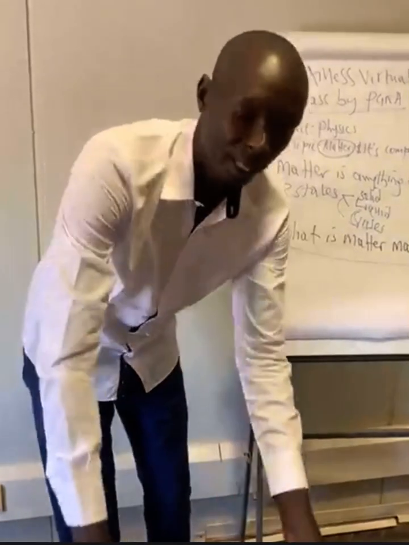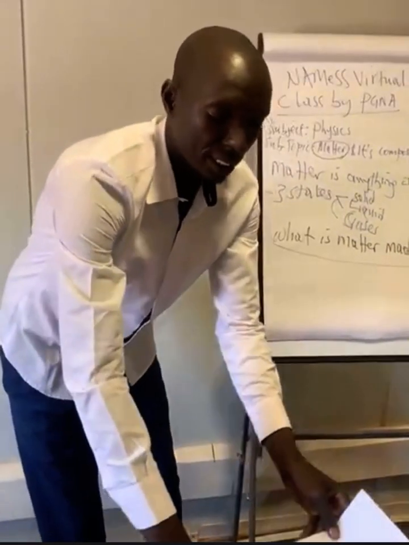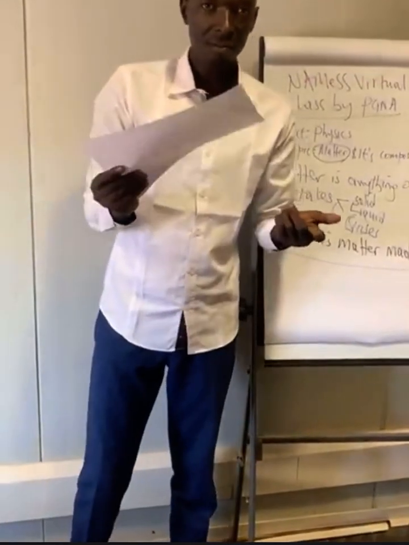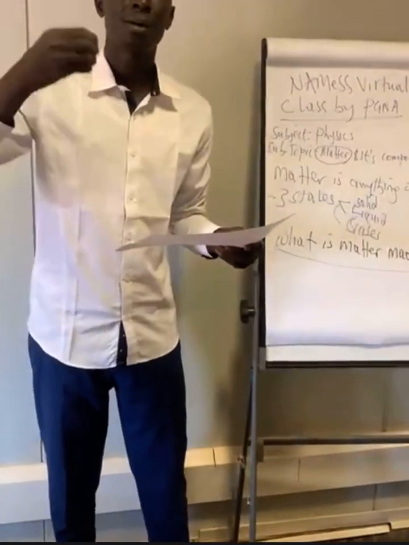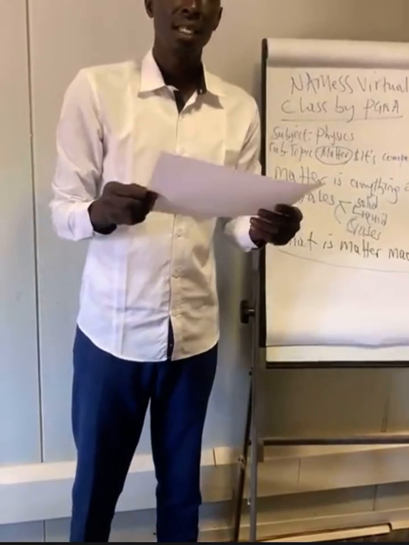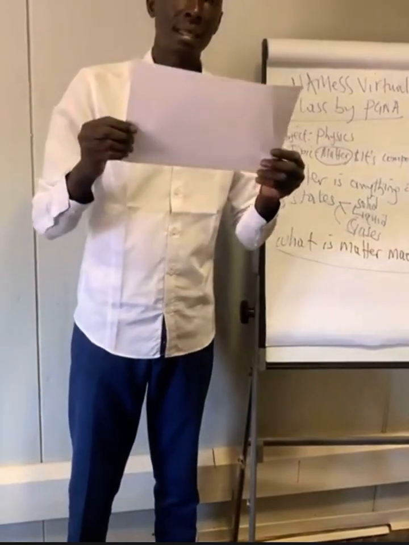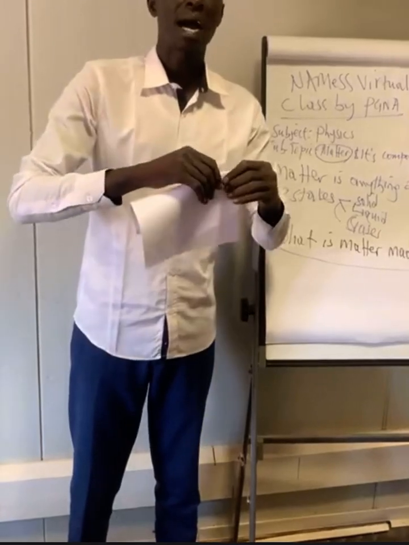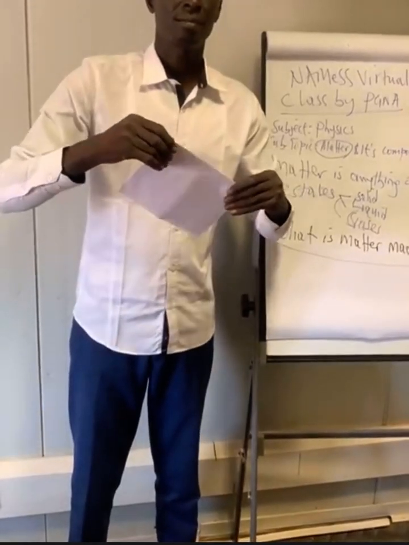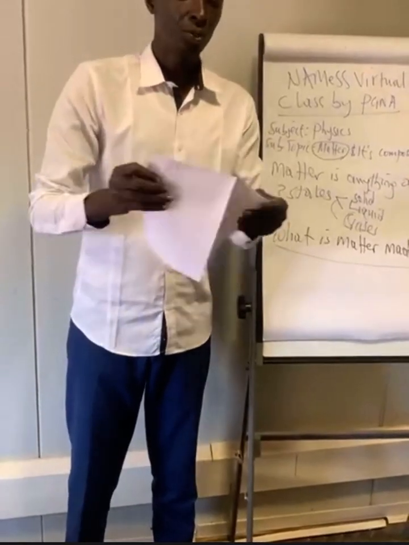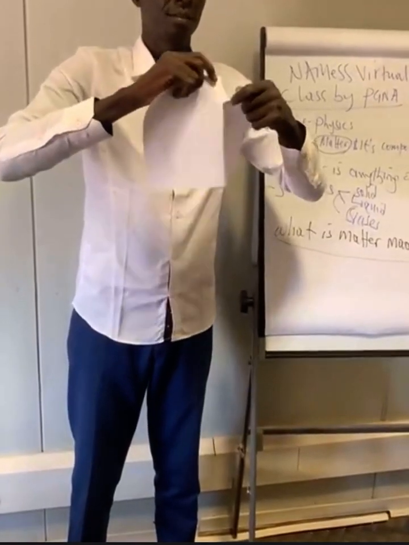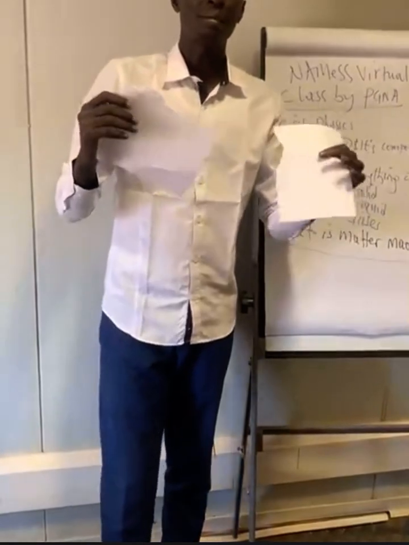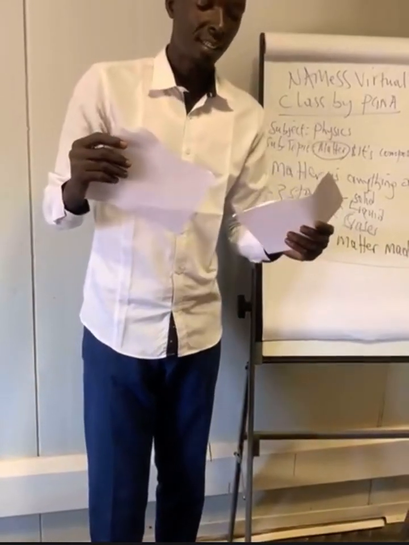Take this exercise with me for us to understand more. Just pick a piece of paper. You can pull it from your exercise book. You pick that piece of paper and then break it into halves. You can break it into two. We want you to understand what a matter is really made up of.